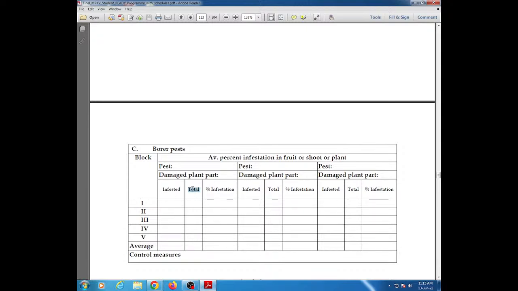Then later on, how many fruits are there in total, the infested as well as non-infested fruits. You should write here the number for the first block of all those plants that you have selected. So the number of infested fruits and total fruits. Divide the infested fruit number by the total fruit number and multiply it by 100. You will get the percent infestation. I am again repeating this.